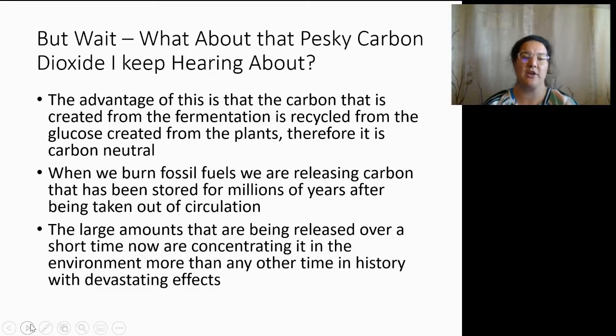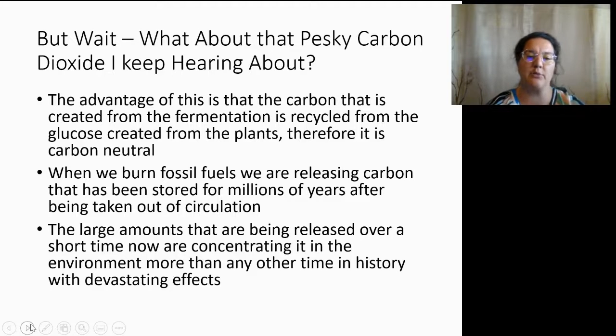But wait, what about that pesky carbon dioxide? The advantage of burning manure is that the carbon created from the fermentation is recycled from the glucose of the plants. Therefore, we consider it to be carbon neutral, because the plants were growing recently and the manure was produced recently. But when we burn fossil fuels, we're releasing carbon that's been stored for millions and millions of years after being taken out of circulation. So we're taking carbon from a carbon sink and putting it into the atmosphere, versus keeping fast cycling carbon from the plant and animal cycles and burning that for fuel.